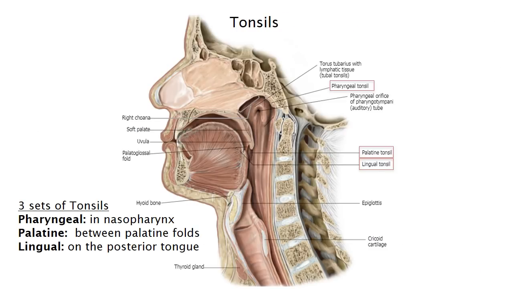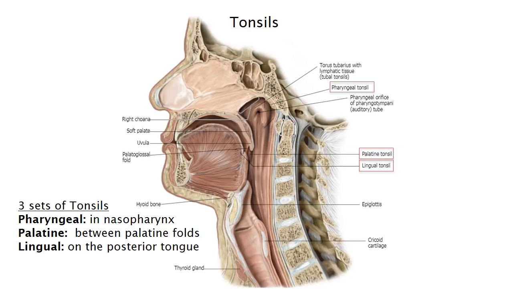There are three primary sets of tonsils. A tonsil, as you may recall, is a mass of lymphoid tissue containing reaction or germinal centers. The pharyngeal tonsil is embedded in the mucous membrane of the posterior wall of the nasopharynx. And large pharyngeal tonsils are termed adenoids and may cause respiratory obstruction.